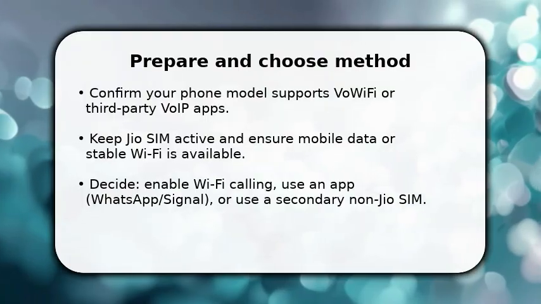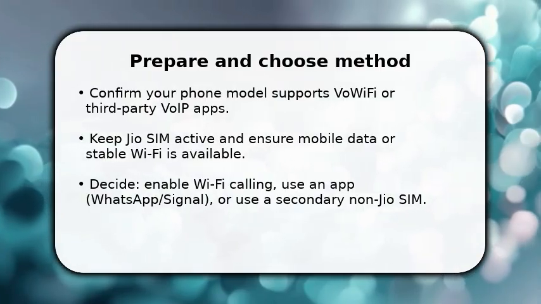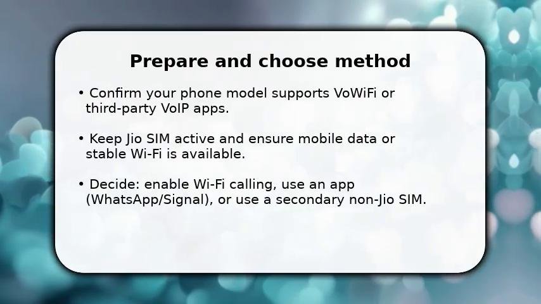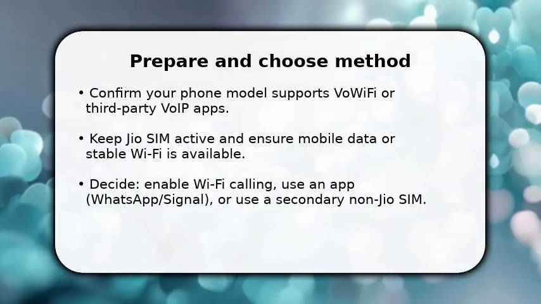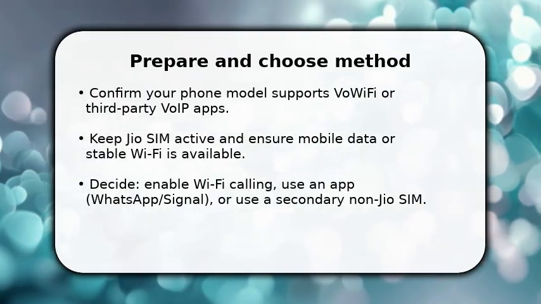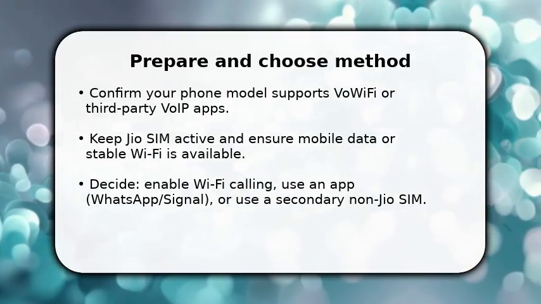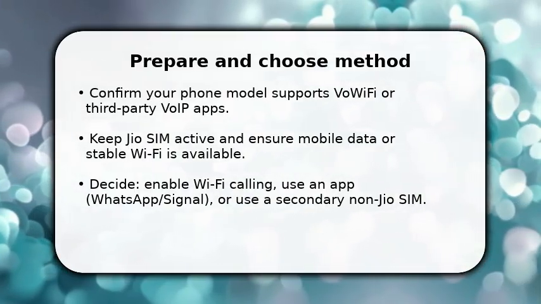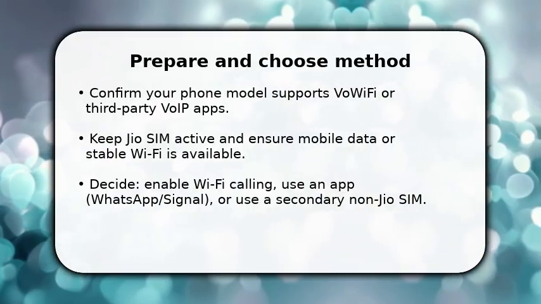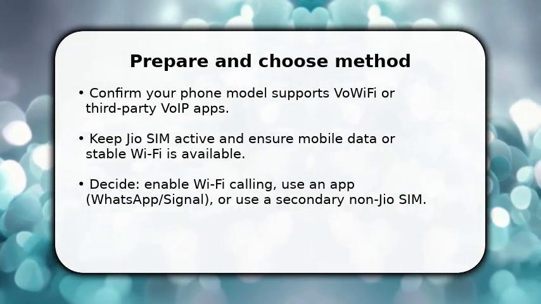You start by deciding which non-VoLTE path you will use and preparing the device. First, check that your phone supports Wi-Fi calling or install a reliable VoIP app. Once done, keep the Jio SIM inserted and enable mobile data for registration or connect to stable Wi-Fi. Make sure you have account credentials ready for the VoIP app or a second SIM active. This initial setup saves time and avoids mid-process interruptions, so gather everything before moving on.